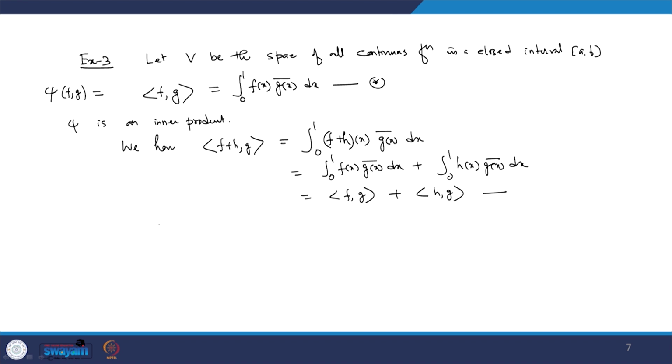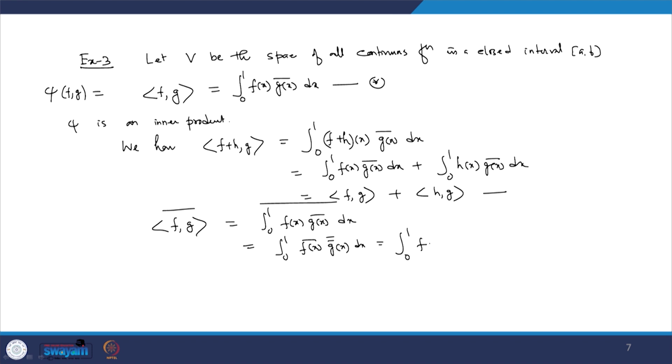Let me check the third one. The third one is also very trivial. Inner product of f, g, if I take the bar of it, is equal to the integral from 0 to 1 of f(x) and g(x) bar dx, this whole bar, and this is equal to the integral from 0 to 1 of f(x) bar and g(x) bar bar, which is equal to the integral of g(x) f(x) bar, which is equal to inner product of g, f. So, inner product of f, g bar is equal to inner product of g, f.